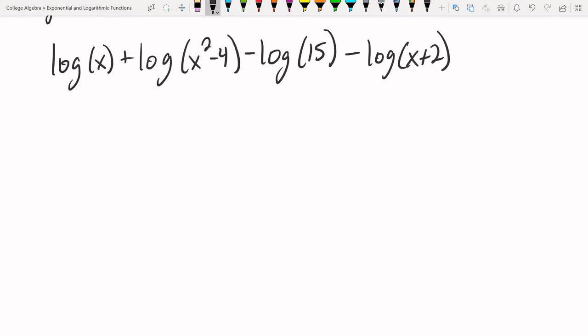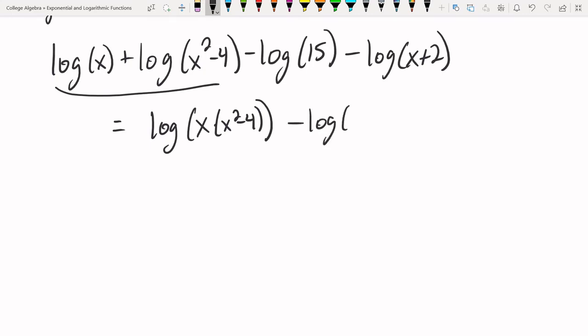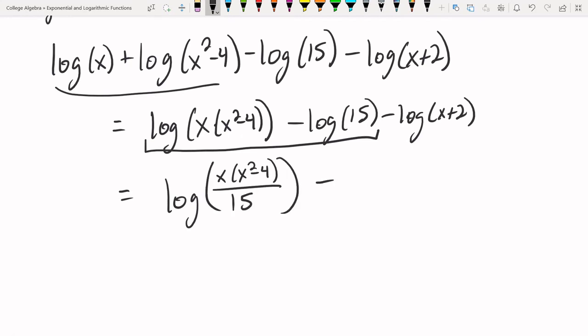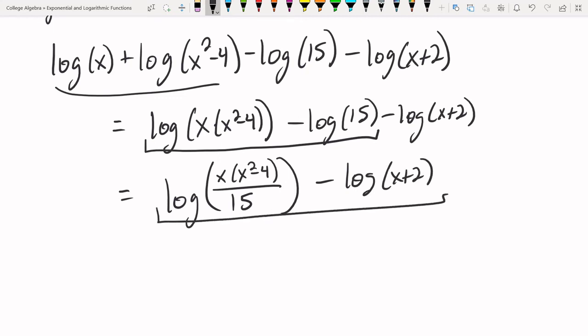So I have an addition here. I'm going to take it step by step. So I'm going to do the first two. That's an addition, so I can multiply the interiors. x times x squared minus 4. And then here I have two logarithms of the same base that are subtracting, so I divide. Minus log x plus 2. And once again, I have subtraction, so I'm going to divide again.